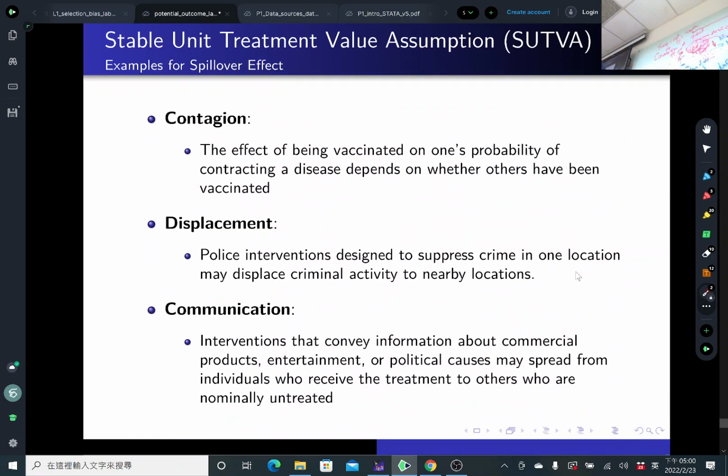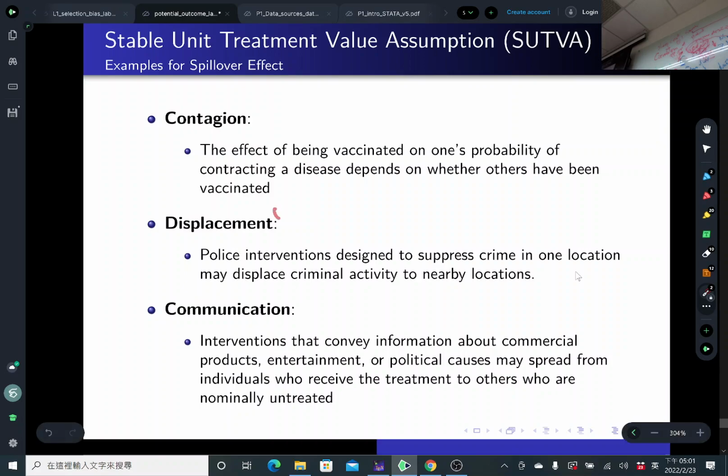So let me tell you about several conditions where such things might happen. For example, if the treatment is contagious, like getting the COVID-19 vaccine, the effect of being vaccinated on people's probability of getting COVID also depends on whether other people have been vaccinated. Take a very extreme example: even if you don't get the vaccine, you do not get any treatment, but if everyone else gets the vaccine, you kind of get treatment in that case. So your outcome, the probability of getting COVID, also depends on whether other people get the treatment or not, if the treatment is contagious.